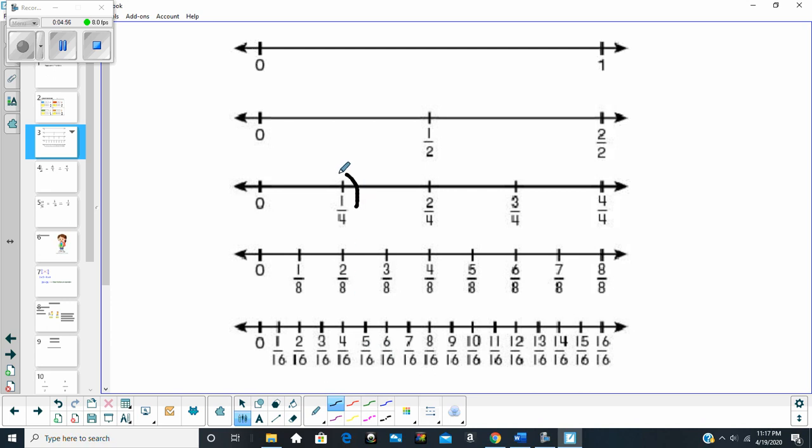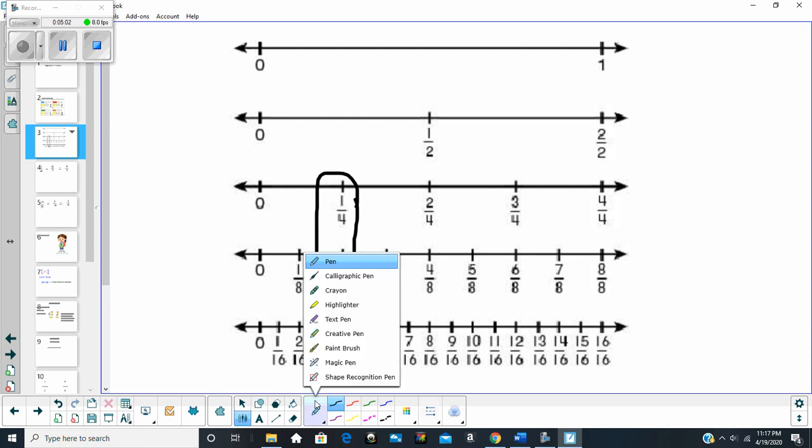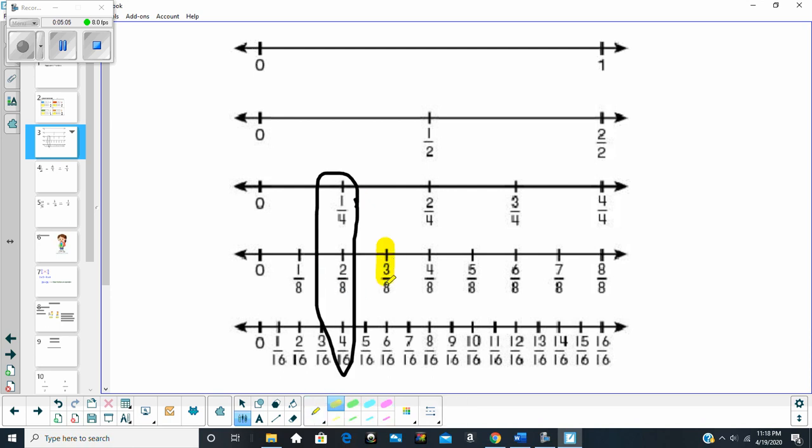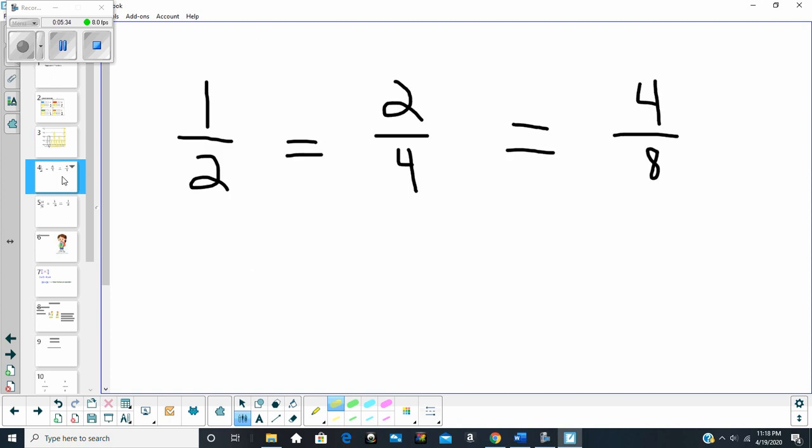We can see that these three fractions are equivalent. Okay, they're all equivalent. They line up in the same spot on your number line, which makes them equal. So today we're going to move on to using multiplication and division to find equivalent fractions.